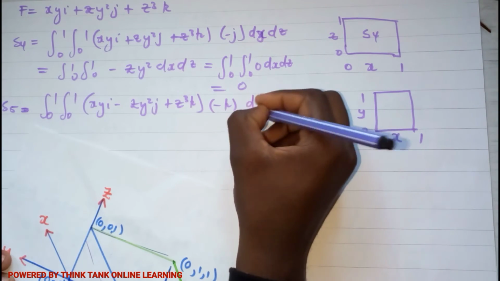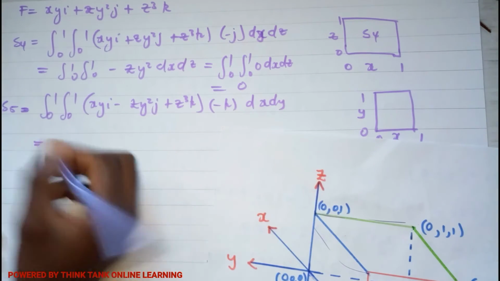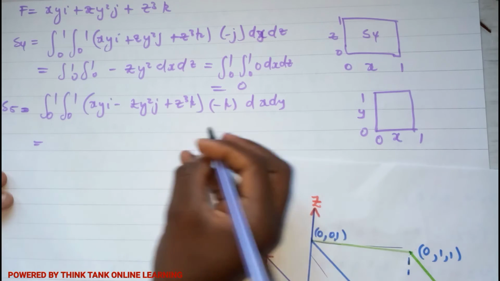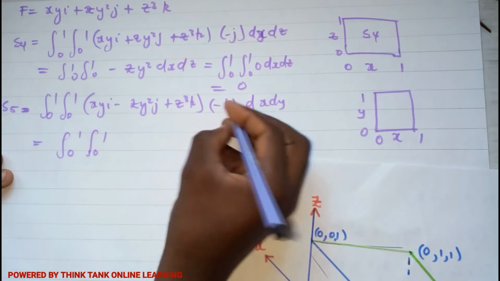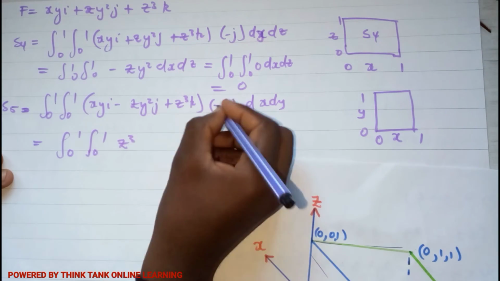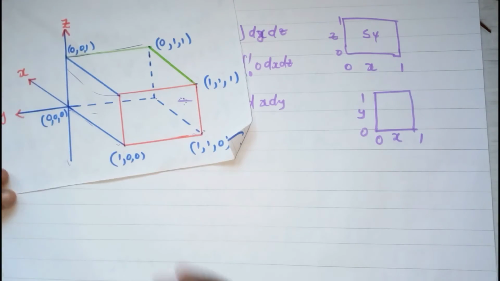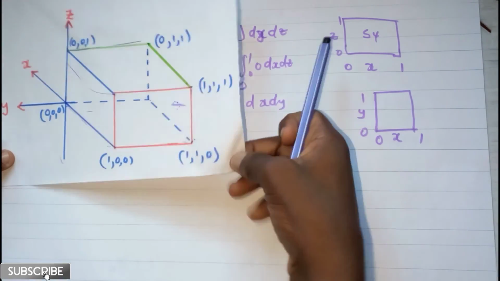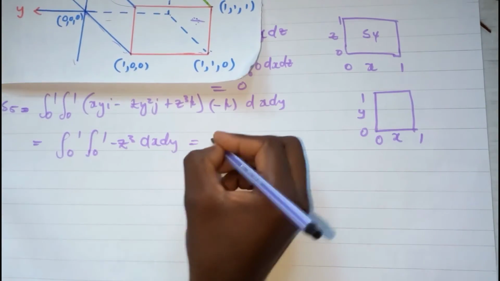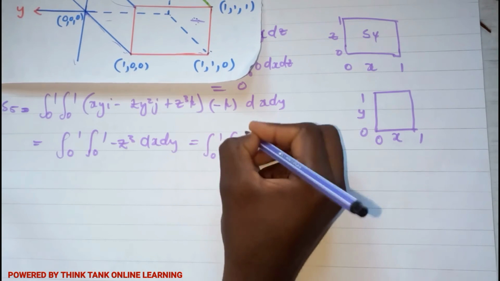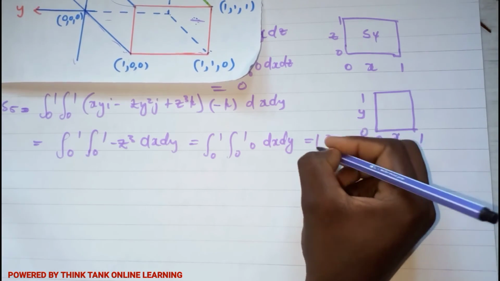Then we have dx dy or dy dx. Now the i component is 0 and the j component is 0, so we're left with the double integral from 0 to 1, 0 to 1 of negative z to the power 3 dx dy. So what is the value of z at this downward plane? As you can see, it's down. Z is 0, since the origin is here. So we have the double integral of 0 dx dy, which means the total flux here is going to be 0.